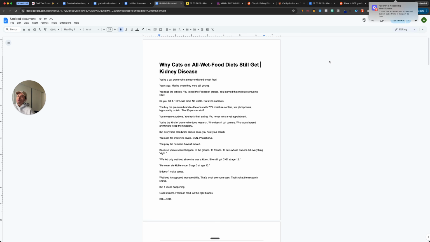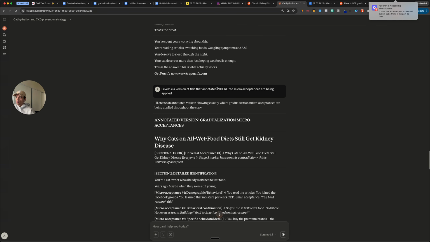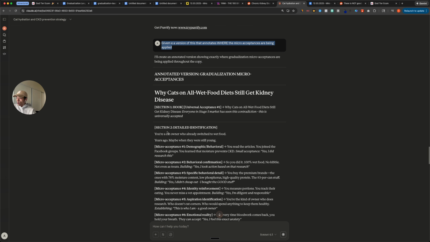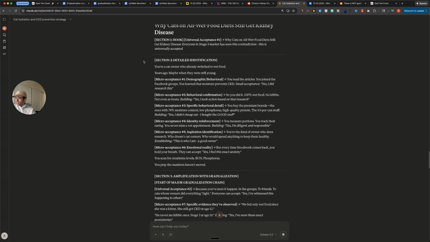Now, if you are still getting used to this technique and you're just starting out with it, what you can do is just ask Claude for a version of this that annotates where these micro acceptances are being applied. And that way you can gut check it yourself and critique it to make sure that these micro acceptances are occurring and therefore gradualization is happening effectively. So if we start with section 2, the detailed identification, we have micro acceptance number 1. You read the articles, you join the Facebook groups, you learn that moisture prevents CKD. Again, these are all things.